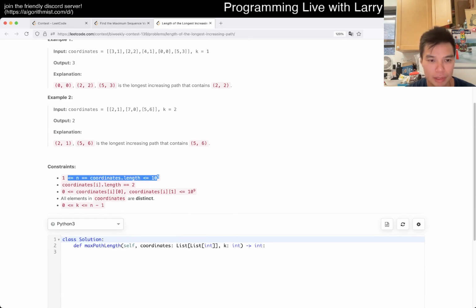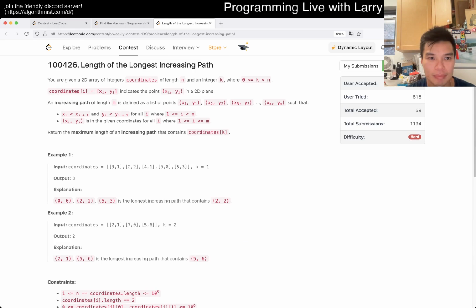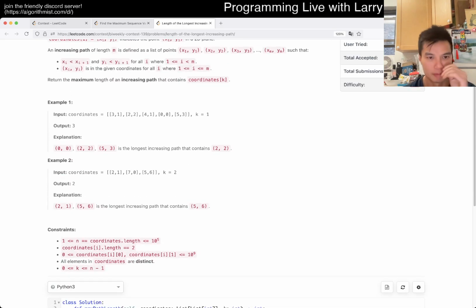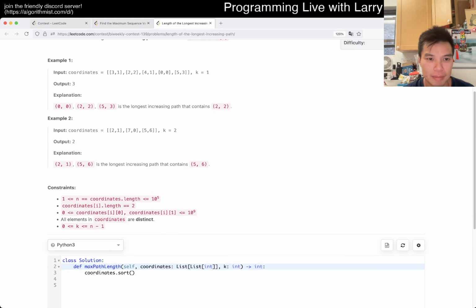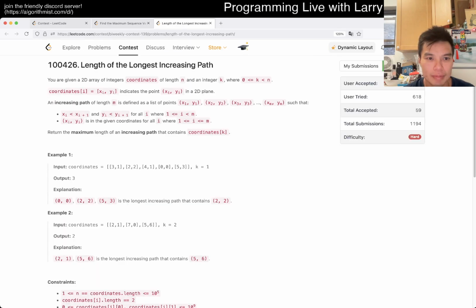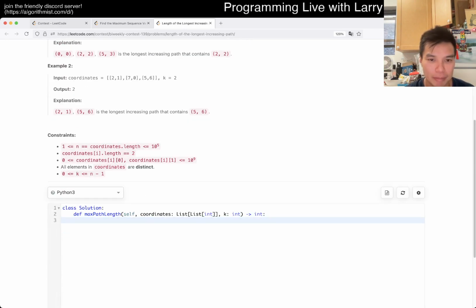And 10 to the 5th is tricky. What is K? Oh, it has to contain this thing. Huh, that's interesting actually. Well, we can't sort it yet. But oh wait, also we can't sort it at all. I'm just being dumb, but okay.